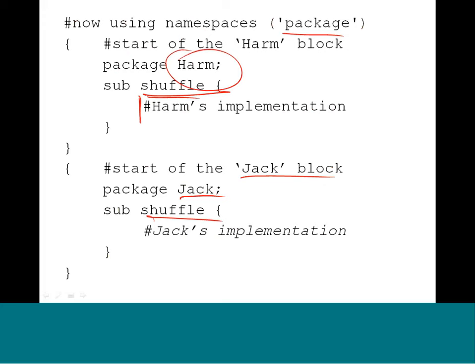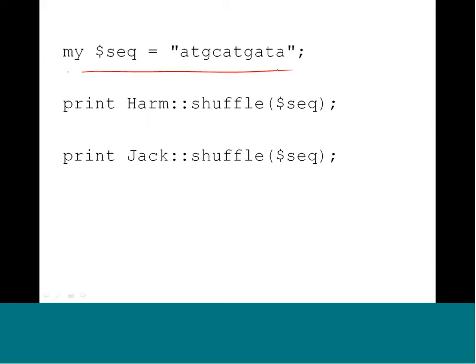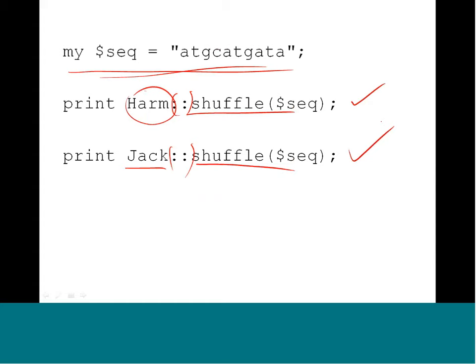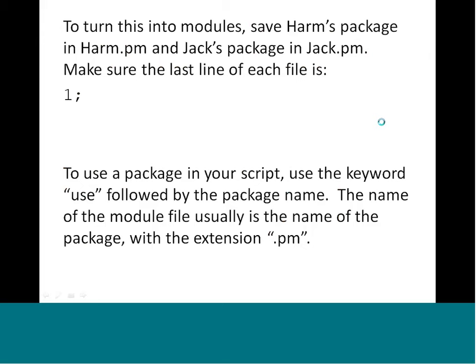So now we define these two things, but how do we use them? The sequence is the same. Here we use harm as the package followed by colon colon, and then the function name. Here again the same thing for Jack: Jack colon colon and then the function name. These two will work, and you will get two different answers based on how each one implemented these two functions.